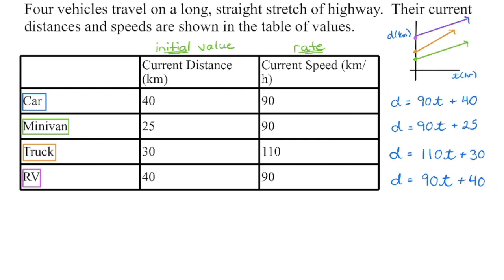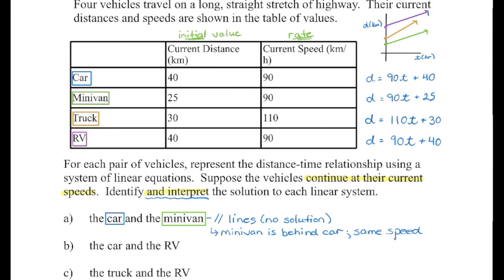So I know, for example, the car is going to travel a distance of 90 kilometers in 1 hour, and so on. I always want to draw a sketch just so I can visualize what's happening. And then knowing that this is my rate, my slope, and this is my starting value, my y-intercept, I can actually create an equation for each of those vehicles to represent what's happening. Now take a look at the question, and we're asked to both identify and interpret the solution, supposing that the vehicles continue to travel at their current speed.